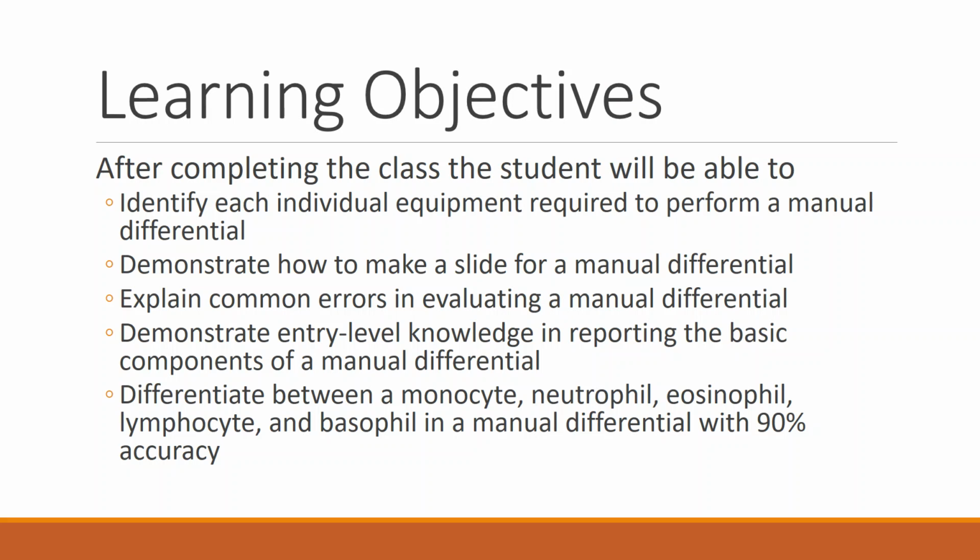Our objectives today: after completing the class, you as a student will be able to identify individual equipment required to perform a manual differential, determine how to make a slide for a manual differential, explain common errors in evaluating a manual differential, demonstrate entry-level knowledge in reporting the basic components of a manual differential, and differentiate between a monocyte, neutrophil, eosinophil, lymphocyte, and basophil in a manual differential with 90% accuracy.